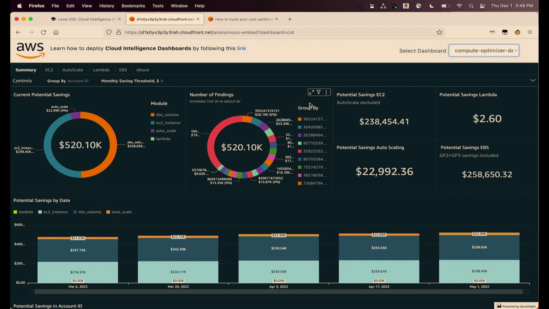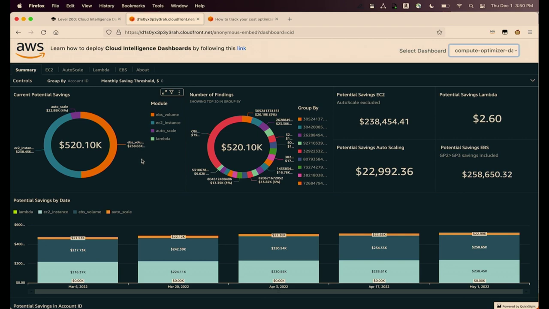Now, this is all the information from all your payer accounts, all your organizations, all in one place. It doesn't matter what region they're in. It doesn't matter what the account is. I've got $520,000 worth of, we could say, waste. We could say potential savings. It's a philosophical difference, you decide, that I need to tackle.